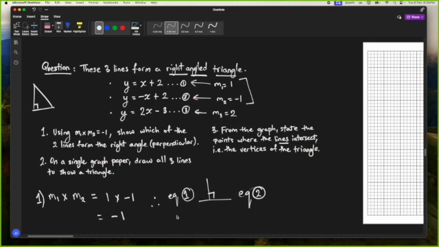On a single graph paper, draw all three lines to show a triangle. And from the graph paper, state the points where the lines intersect. That is the vertices of the triangle.